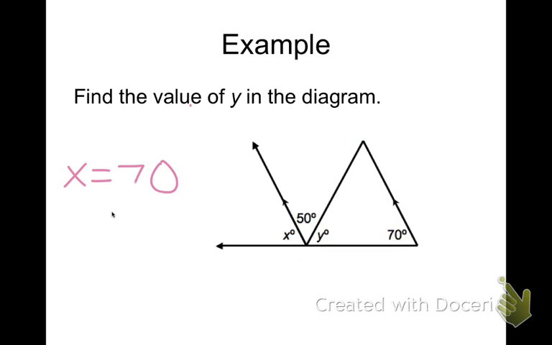Now, how can we find y? Well, we got 2 ways we could do it. What should be true about these 3 angles? They add up to 180, right? Because all 3 added together make a straight line. So if x is 70, 70 plus 50 is 120. Subtract that from 180. 60. So y would be 60 degrees.